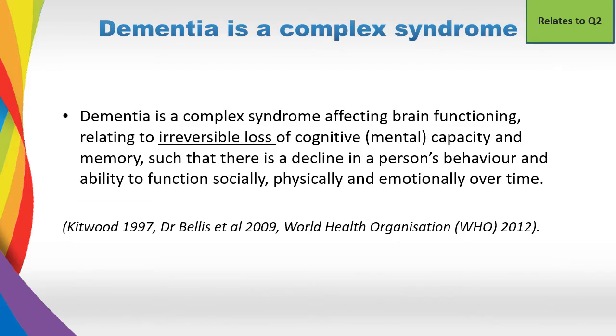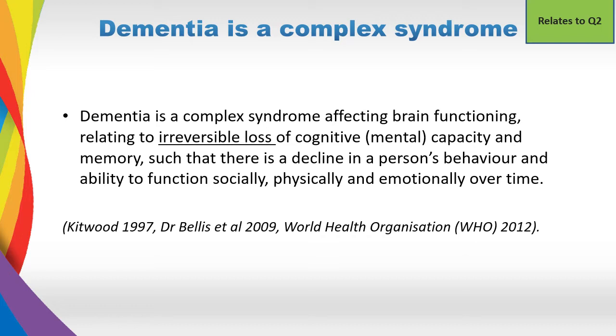So dementia is very complex. It is not easy to explain what dementia is. The World Health Organization came up with a definition of what dementia is, and we can see that on the screen now. So what they say is dementia is a complex syndrome affecting the brain functioning. It relates to irreversible loss of cognitive or mental capacity and memory, such that there is a decline in a person's behaviour and ability to function socially, physically and emotionally over time.